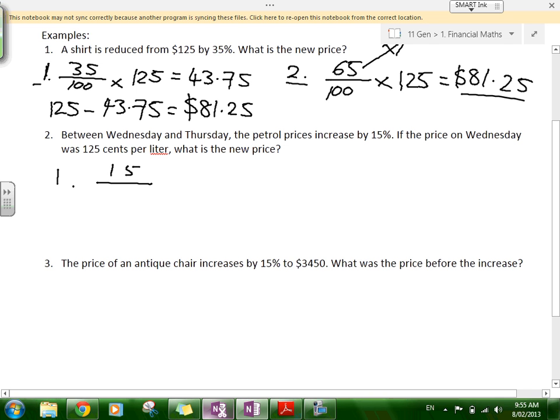Okay, so 15 over 100, you see now it's writing where I'm writing rather than somewhere else. Okay, 15 over 100, 15% times 125, we'll just work in cents, is equal to, what's that, Brett?